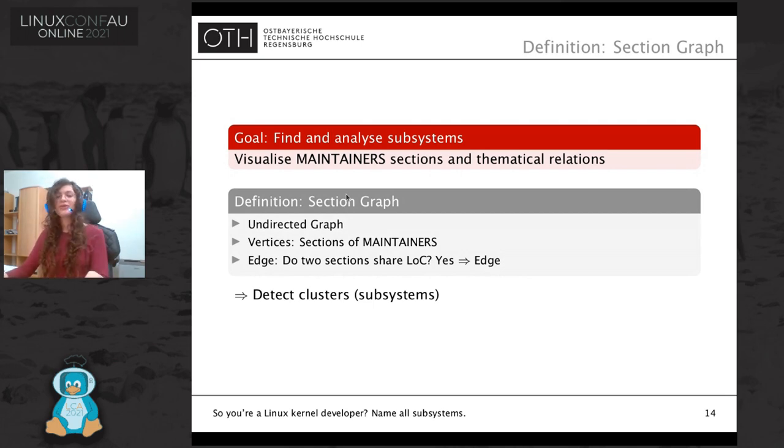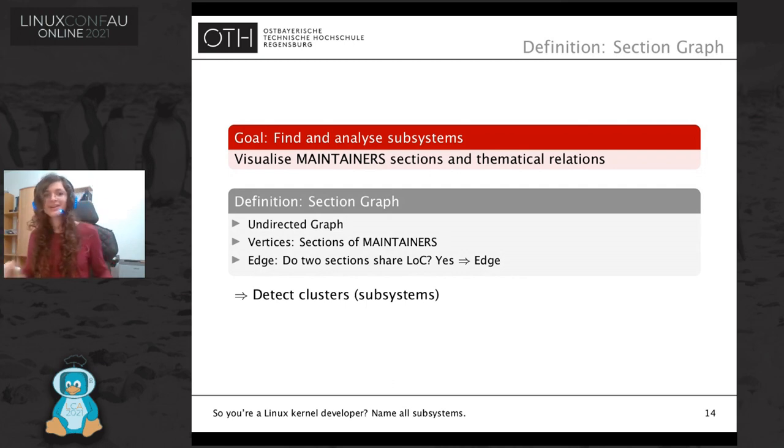So let's define the section graph. The section graph is an undirected graph, and the idea is to have the sections of maintainers become the vertices, and they can share edges if they share any lines of code. So if there are any files that belong in two sections at once, these two sections will share an edge in the section graph. And then we can just apply common clustering detection algorithms such as walktrap to detect any clusters or communities, which we'll then define as subsystems.